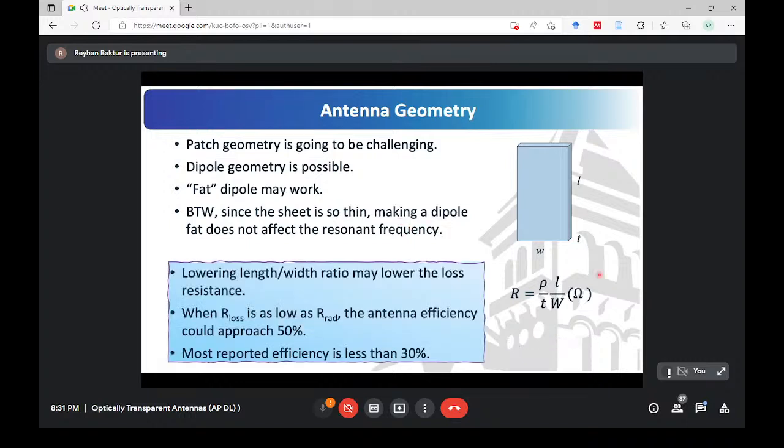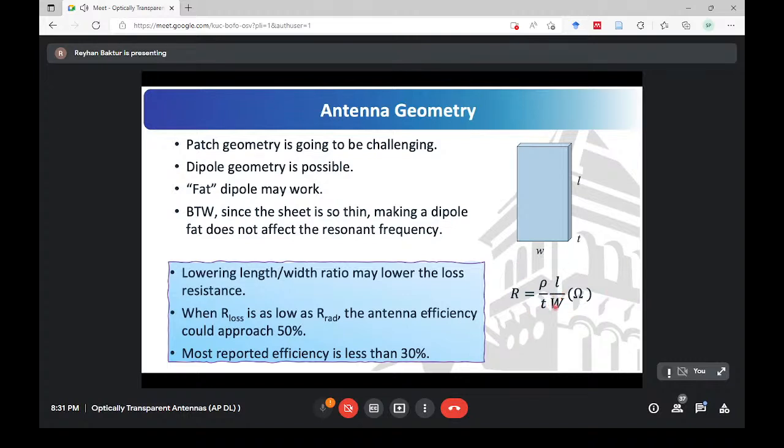To do that, let's again revisit this resistance, just normal resistance at high frequency. Let's think of it as loss resistance. It is resistivity over thickness, which is our sheet resistance. Normally when we get the material, the sheet resistance is decided, and it's times length over width. So it tells us that if we want to increase the efficiency of an antenna, we need to decrease the loss. To decrease the loss, it's quite obvious.